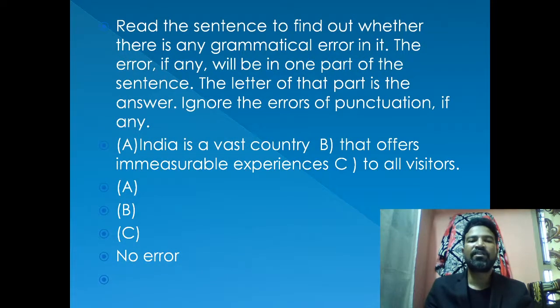Yes, India is a vast country that offers immeasurable experiences to all visitors. Your time starts now. Identify where the error lies. Seriously speaking, there is no error in the sentence. India is a vast country. Part A is absolutely correct. That offers immeasurable experiences, so that also doesn't have any grammatical error. To all visitors does not carry any error in it. So this particular sentence does not have any error.